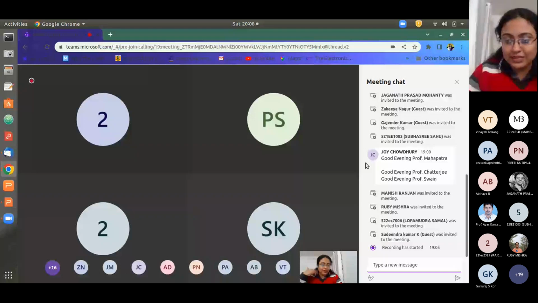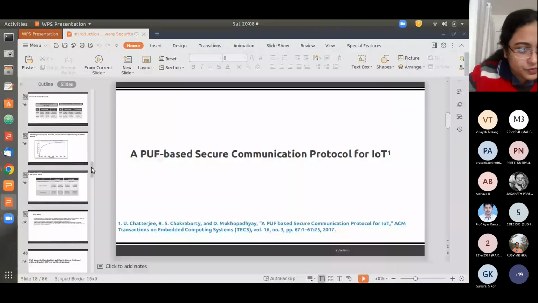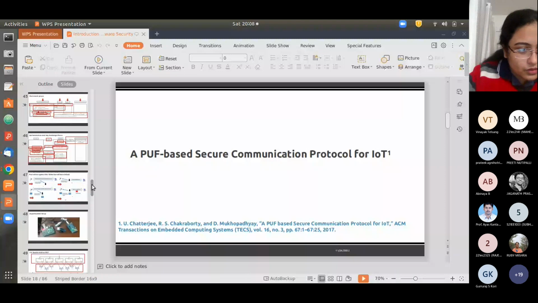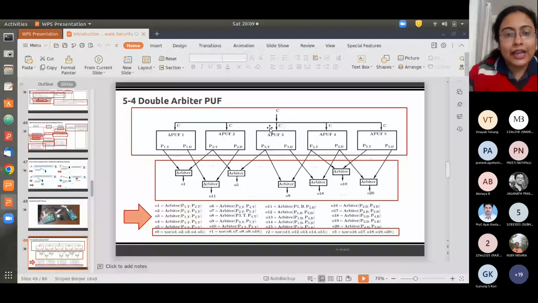I will share one design that I have used for a PUF-based protocol to generate a multi-bit response. So what I have done, can you see my screen yet? Let's go to that part because we have covered it. I think I can talk about it. Yes, this one. So what I have done is that I have taken these 5 arbiter PUFs.